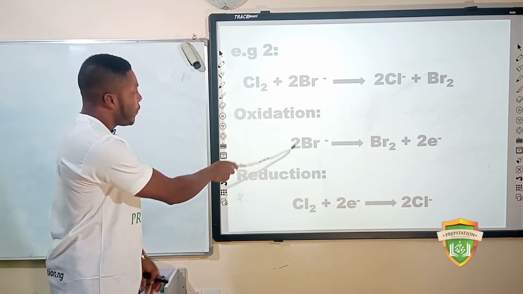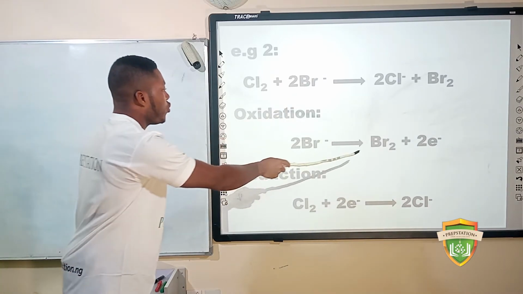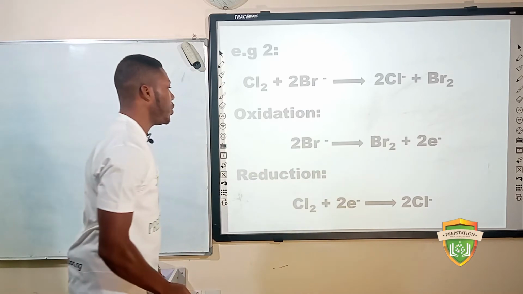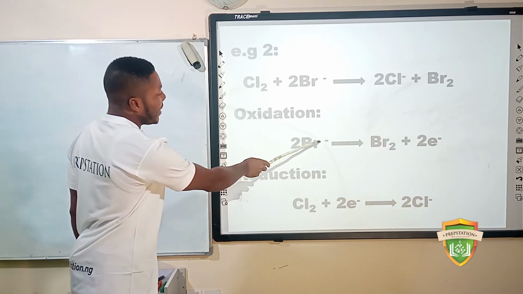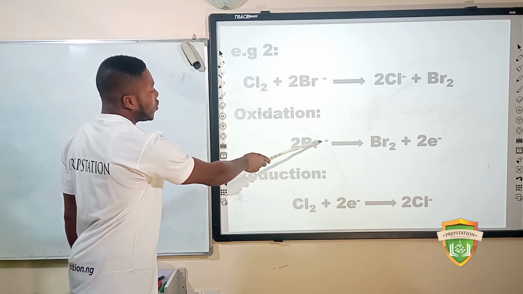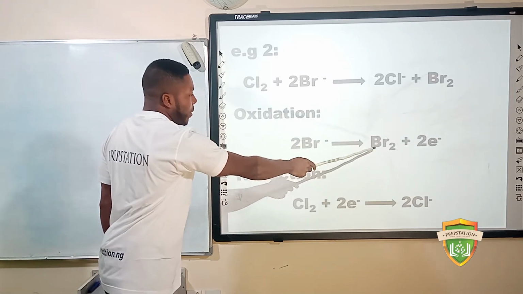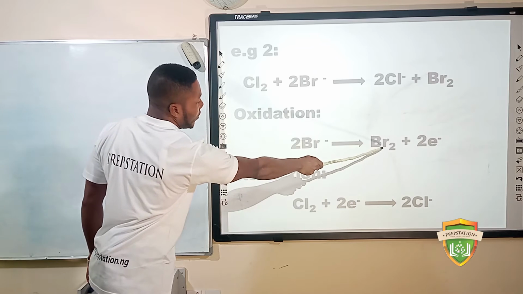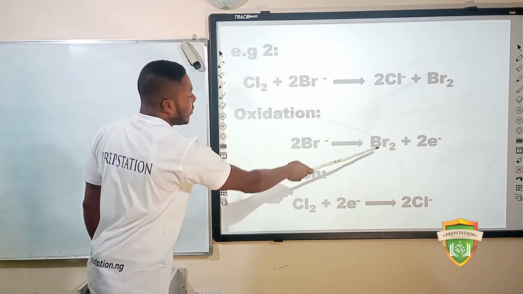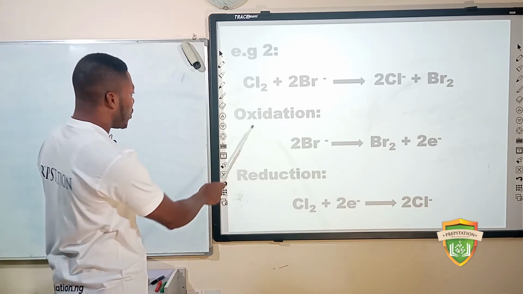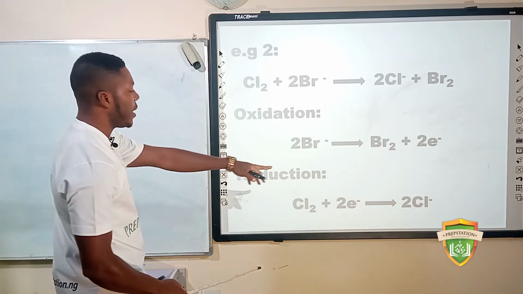So here, from 2Br minus to Br2 is called oxidation. How do we know? Here, bromine is -1. So from -1 to 0, the normal bromine here is 0 because it carries no charge. So from -1 to 0, here is what we call oxidation. There's a loss of electrons there.